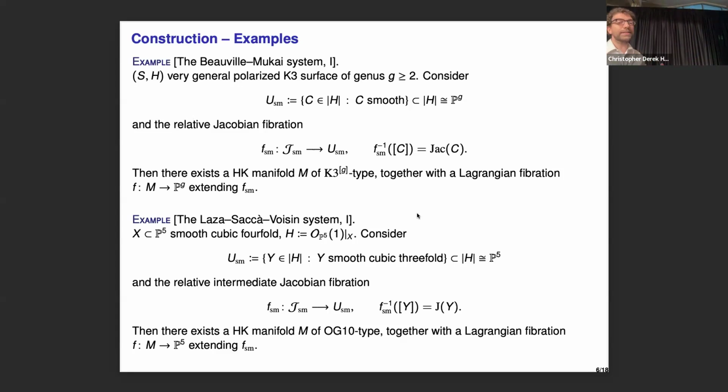in this case, I can compactify still. And this is actually an example of a hyper-Kähler manifold, so smooth, of OG10 type, okay? Together with a Lagrangian fibration, which extends this fibration in intermediate Jacobians, okay? So these two examples are some construction. This is exactly what I was telling you before. You have some special abelian varieties, and you want to compactify somehow, okay?